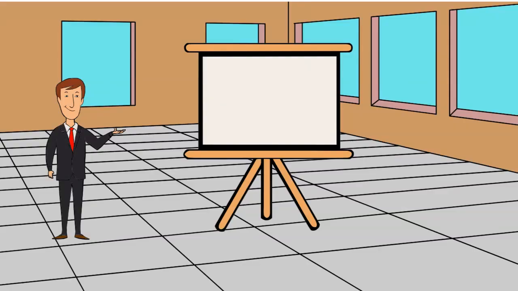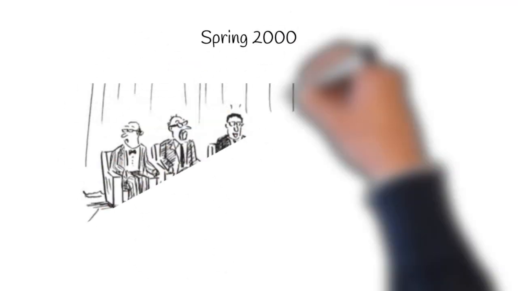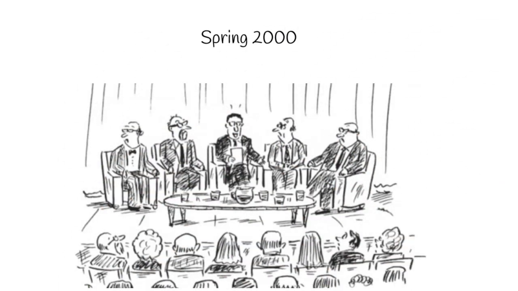So that's the end of the first part of the presentation, answering the question, what is waterfall? So let's move on now to the next question. What is agile? Okay, so we already know that back in the spring of 2000, several developers got together, had a conference, and agile was born. But what exactly is agile?